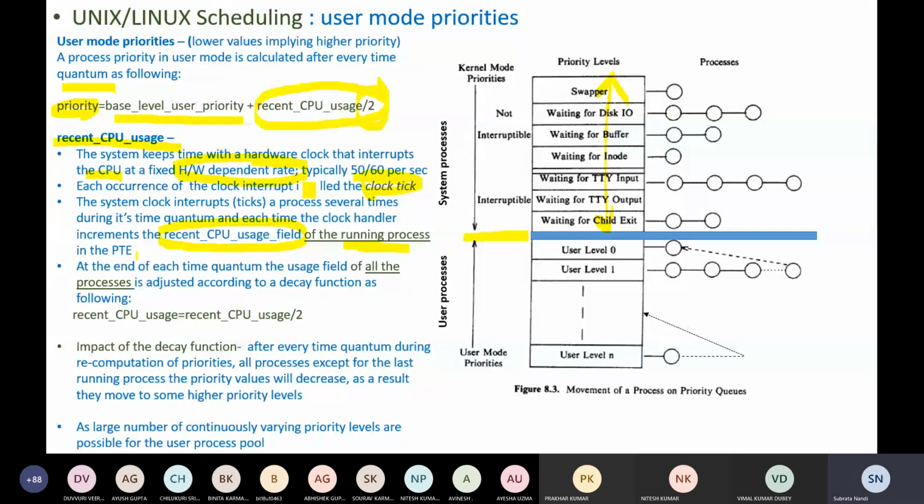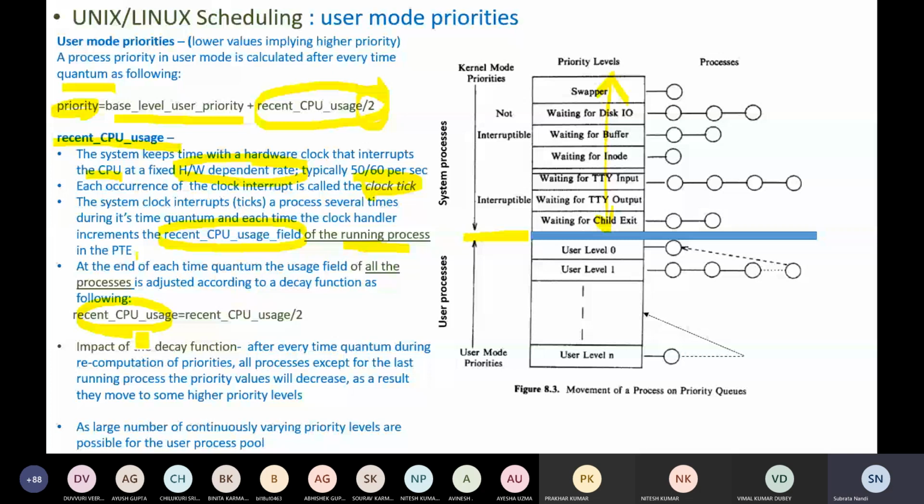So at the end of each time quantum, during the quantum only the running process's usage field is incremented. But at the end of each time quantum, all the processes in the process table, irrespective of what they have done, have their CPU usage field adjusted like this. They are divided by 2, including the last running process also. So this considers a waiting time situation. This is the decay function that is used.